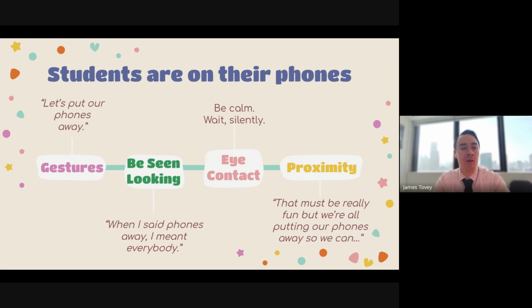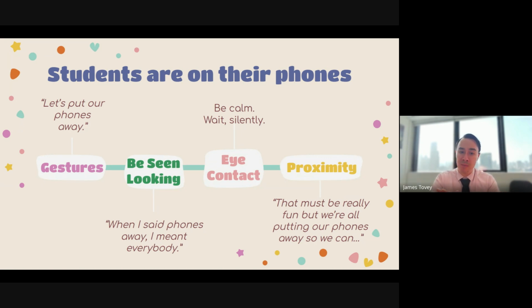Hey, still not working. All right, be calm. By this point, you'd be getting pretty frustrated. They're not listening to you. So wait silently, make eye contact as best you can with the student. If you're not able to make eye contact, you're silently looking at them. They're not getting the message. They're not listening to your direction about putting the phone away. Then you may want to approach, and you may say to them individually, the one student or the group of students, that must be really fun, but we're all putting our phones away so we can complete this question or do this task.